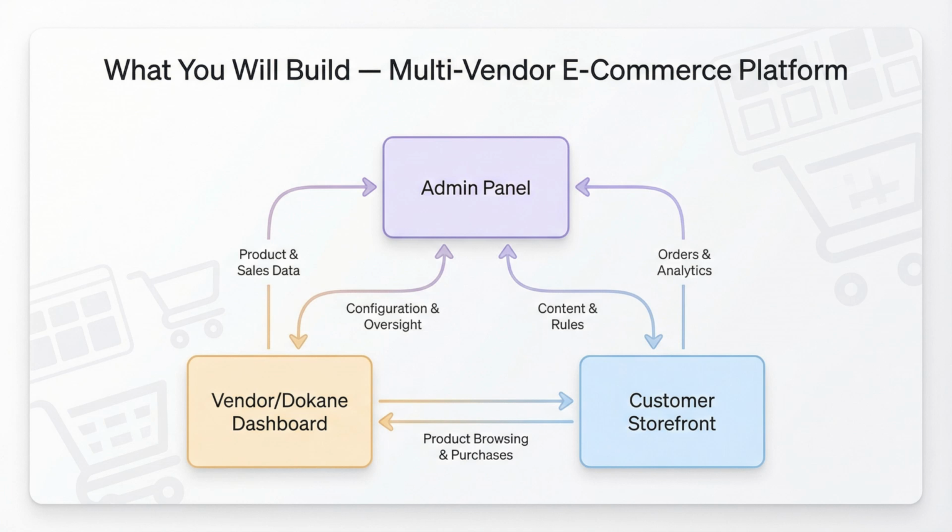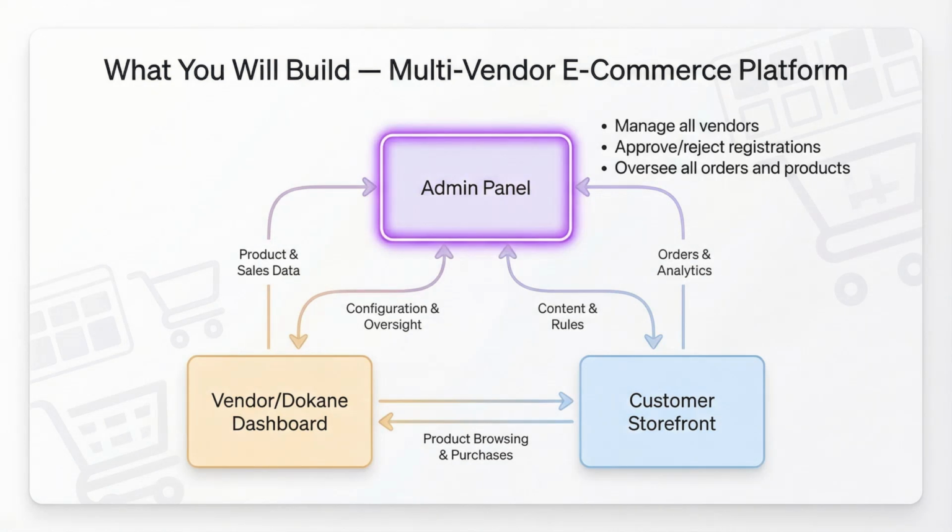The flagship project is a multi-vendor e-commerce platform. Think of it like a marketplace. There's an admin who controls everything at the top level, vendors, called dokane or shopkeepers, who register and sell products, and customers who browse and purchase. All three roles interact within the same system.